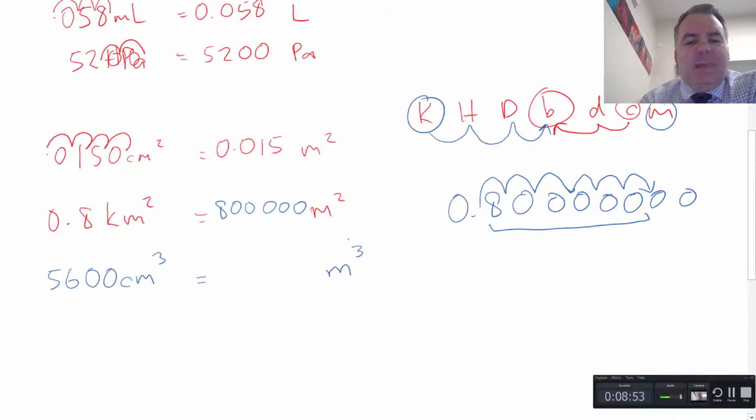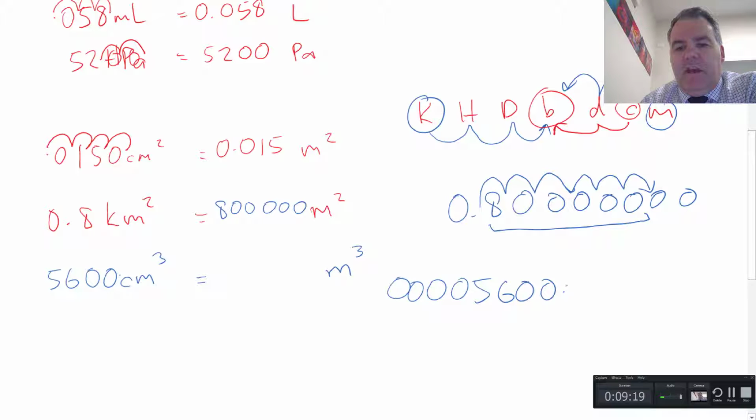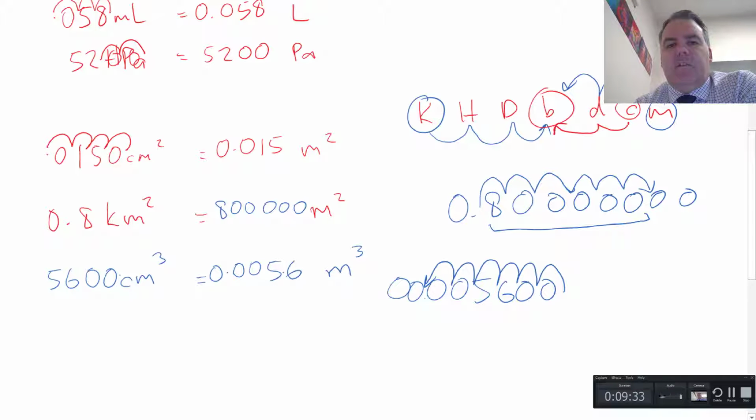Okay, so to go from centimeters to meters, we're going to go back twice, 1, 2. So when we're going centimeters cubed to meters cubed, we've got to do that 3 times. 1, 2, 1, 2, 1, 2. So we've got to make the decimal point go back 6 places. So currently it's here. I'll just demo over here, 5,600. Chuck some zeros at the front so we can see what's going on. And currently the decimal point's here, and it's going back 1, 2, 3, 4, 5, 6. Right there. 0.0056 meters cubed. There you go.